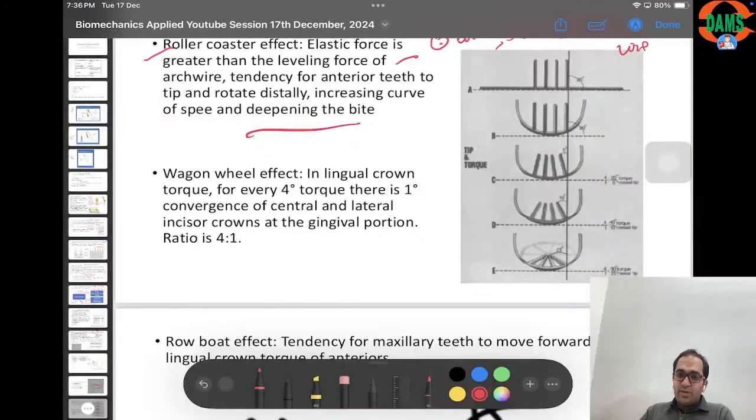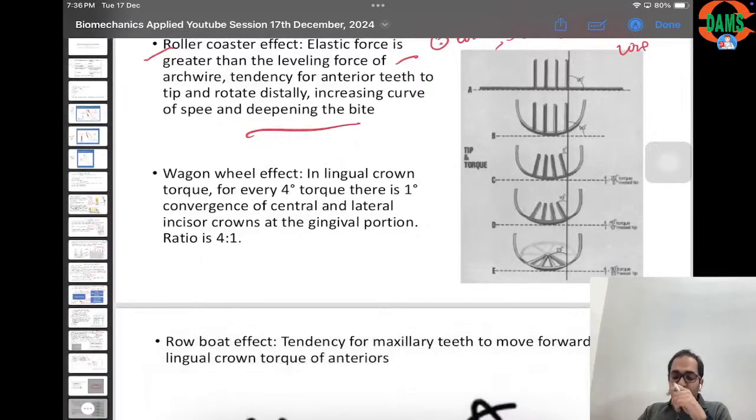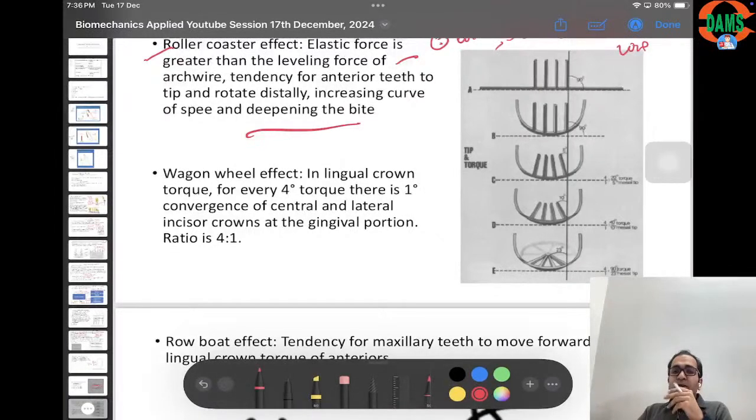So what is a wagon wheel effect? As I told you, in the pre-adjusted edgewise appliance, there is inbuilt tip and torque built into the bracket prescription. Similar things are done for the anterior teeth as well. Because of this inbuilt tip and torque, when we place a rectangular wire, the tip and torque prescription gets expressed. If we imagine it three-dimensionally, torque is labiolingual movement and tipping is mesiodistal movement.